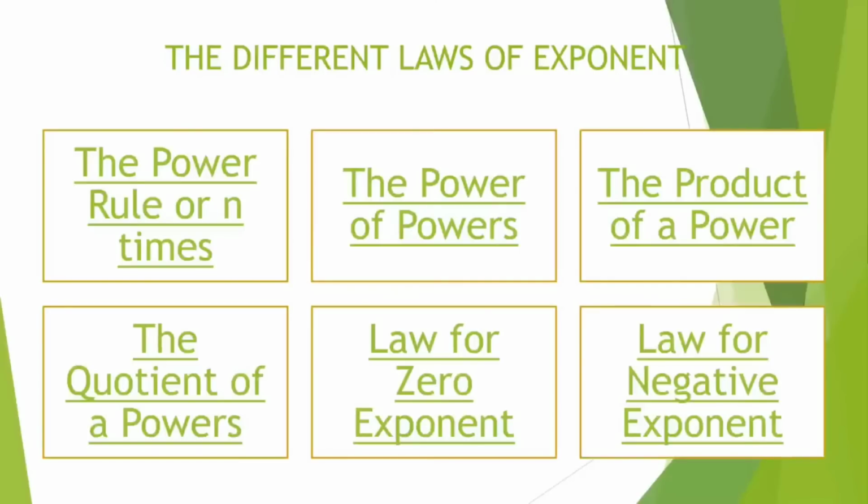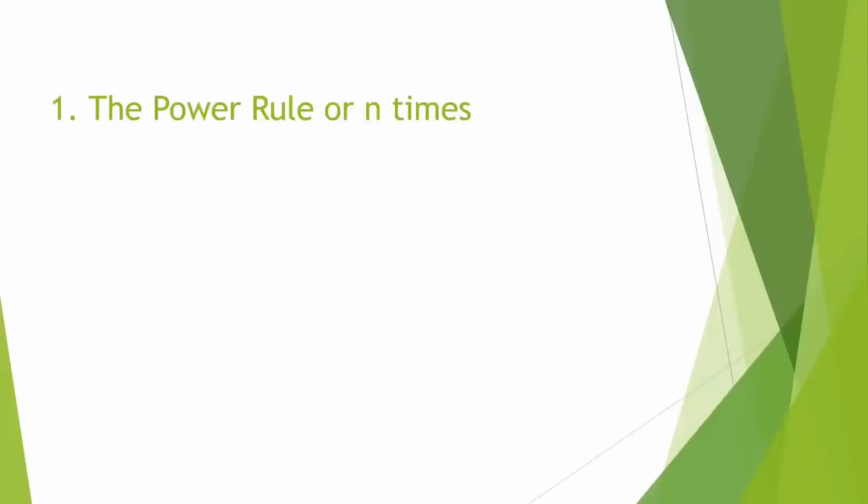Here are the different laws of exponents that we are going to learn: the power rule or n times, the power of powers, the product of a power, the quotient of a power, the law for zero exponent, and the law for negative exponent. So let us start with the power rule or n times. For the power rule or n times, let us look at the following examples.